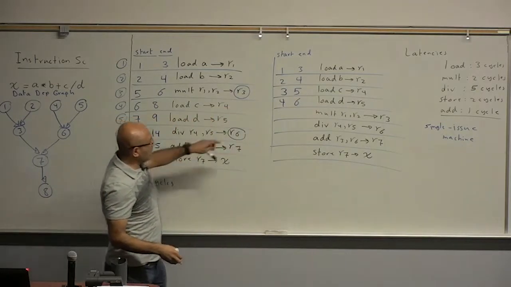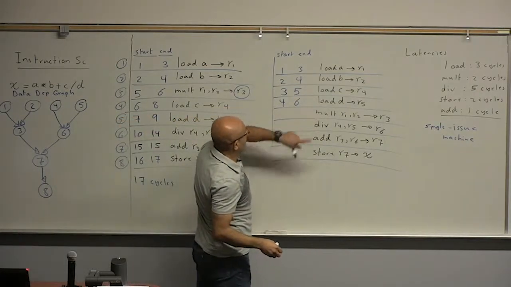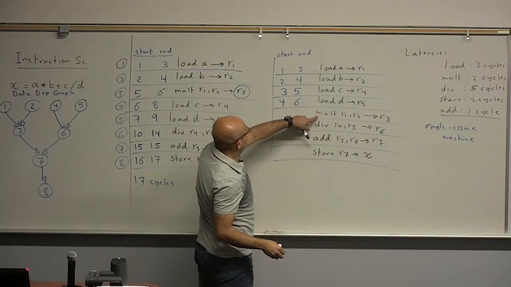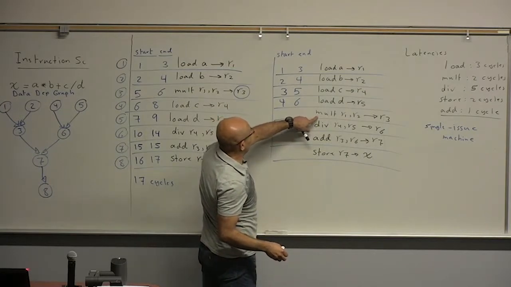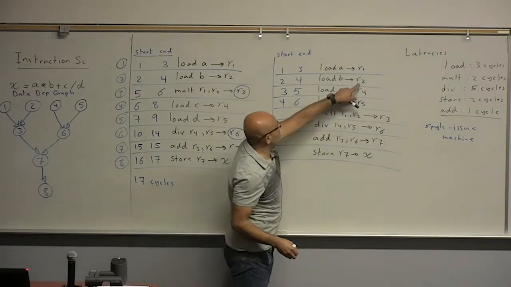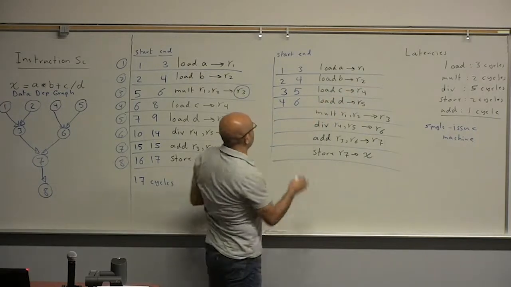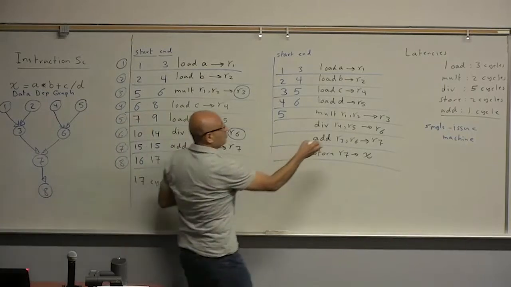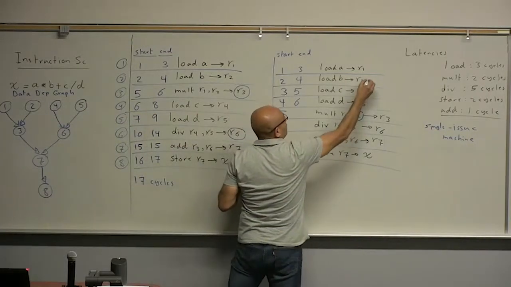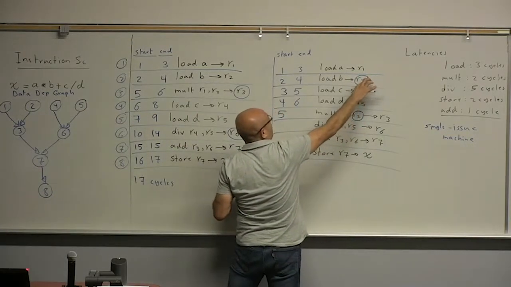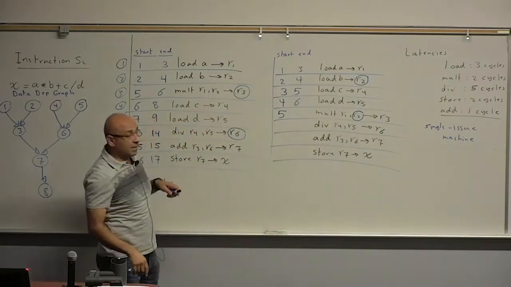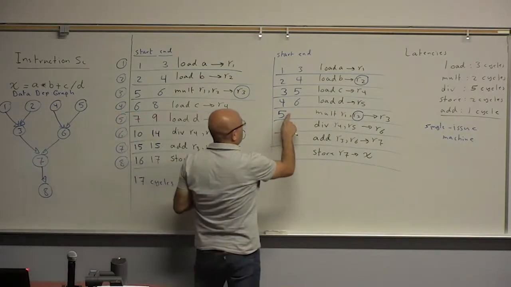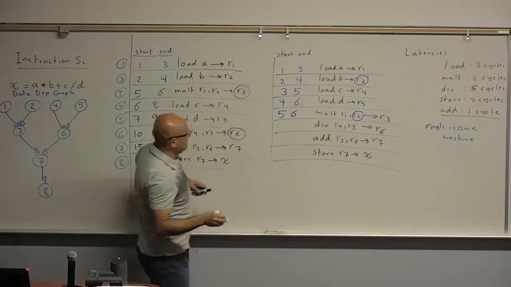Now the multiply is dependent. What is it dependent on? It's dependent on R1 and R2. So the result in R2 will be available in cycle 5. So we can do cycle 5 here. Okay, because R2 is this. So R2 will be available in cycle 5. So the multiply can go ahead in cycle 5, 5 and 6.